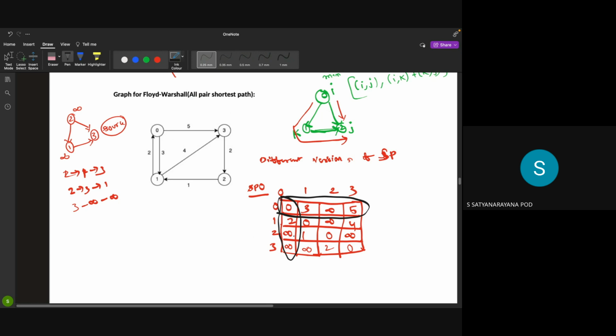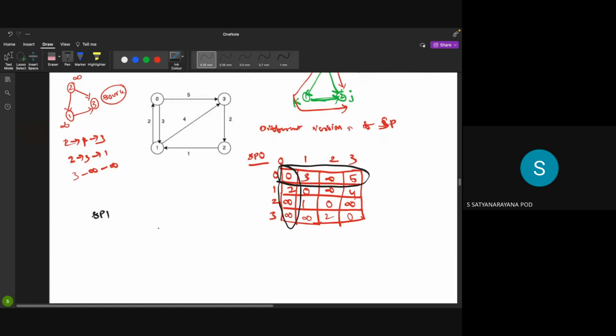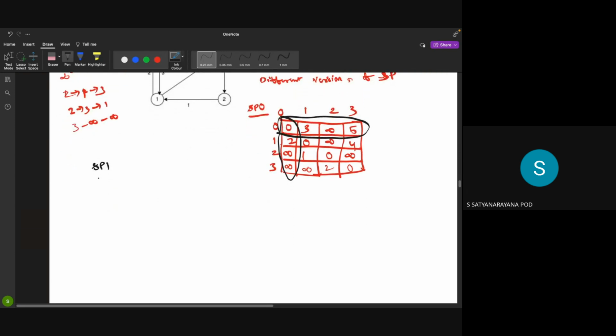Yes, sir. 0th row, 0th column. So 0 to others, others to 0. So is it clear? Yes, sir. We got it. Now using this, we try to investigate the first one. So let it be SP1. I'm changing to a color called SP1. Whenever we are building another version, SP1, what does it mean? Via vertex 1.